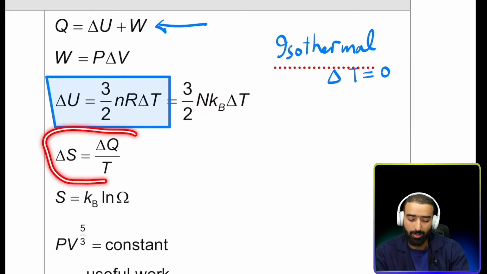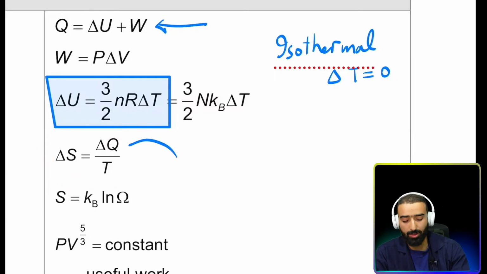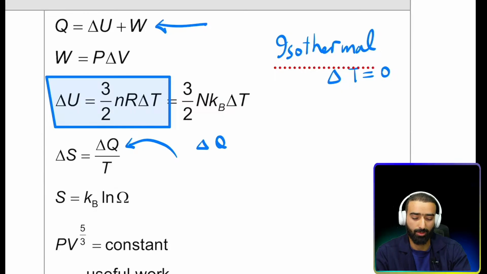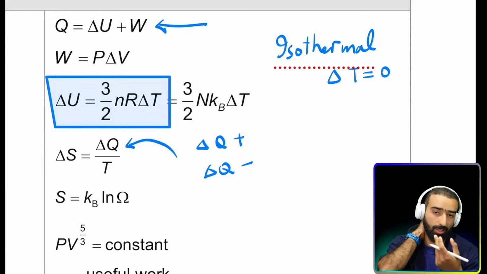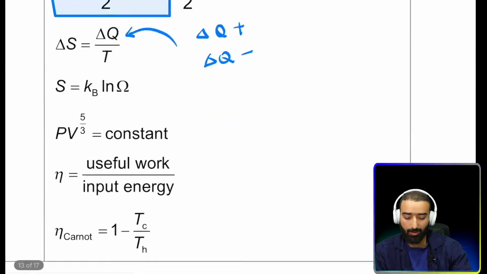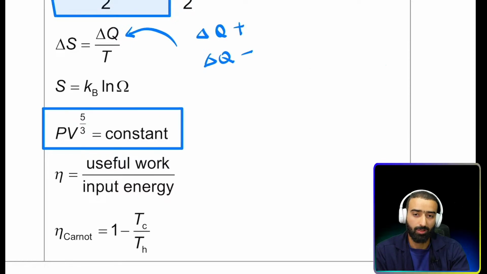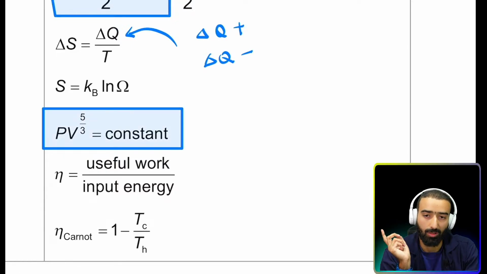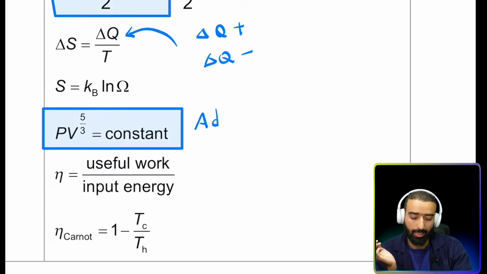This equation relates to the entropy of a system. If you supply heat to a system, delta Q is positive. If you take away heat from a system, delta Q is negative. Meaning if you supply heat to a system, its entropy is going to increase. Take heat out from it, entropy is going to decrease. And then we have this equation. IB loves to use questions based on this particular equation. This equation is only used for an adiabatic process.